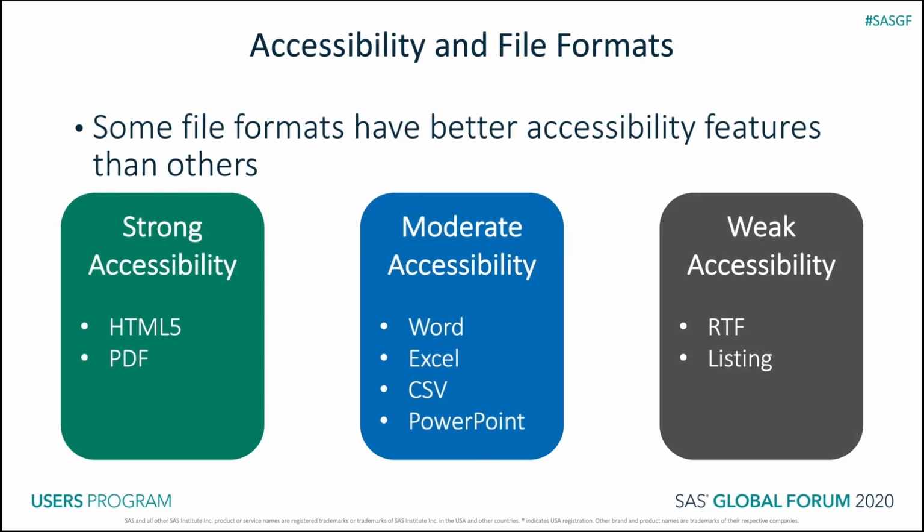So again, looking at these three buckets of file formats, the ones with the best accessibility are HTML5 and PDF. The ones with moderate accessibility, again, these can be accessible if you use them within their limitations, are things like Word, Excel, CSV, and PowerPoint. And then the weaker accessibility are things like RTFs and listings.